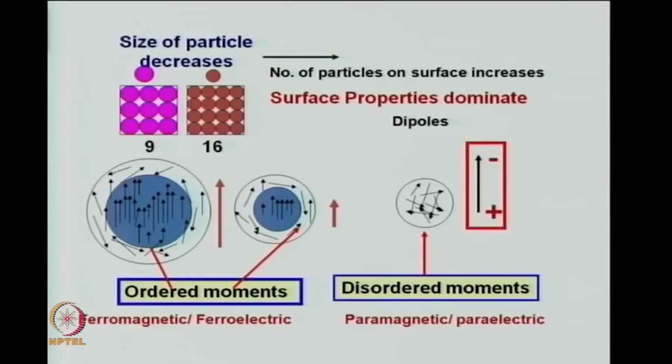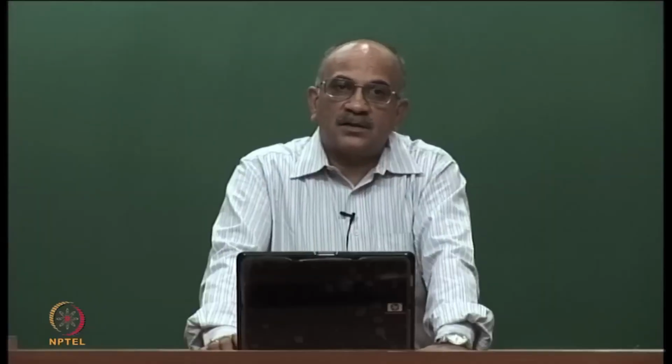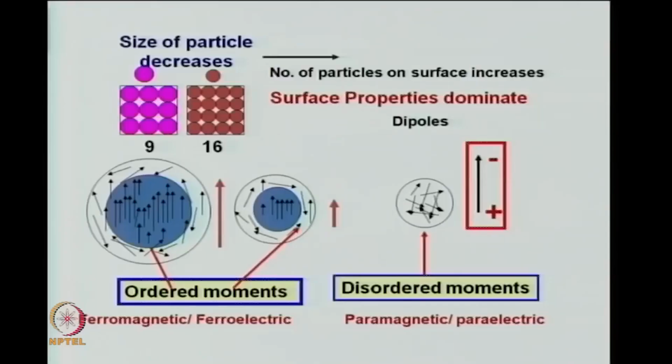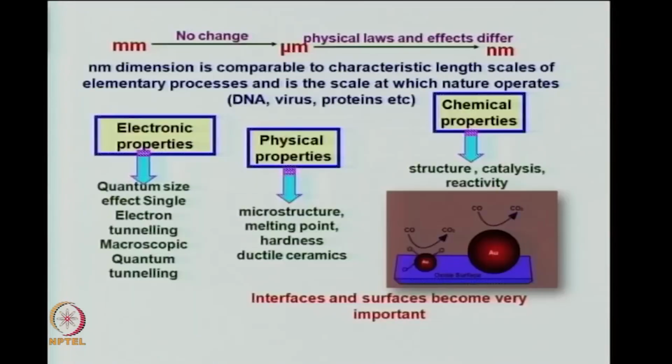So, these two properties are depicted, and you can see that for the same area, if you have a smaller sized object, you will have more number of particles to cover the surface, and similarly if you have a smaller sized particle, the bulk which has ordered moments reduces in dimension, and the number of disordered dipoles are increasing as the dimension of the particle decreases.